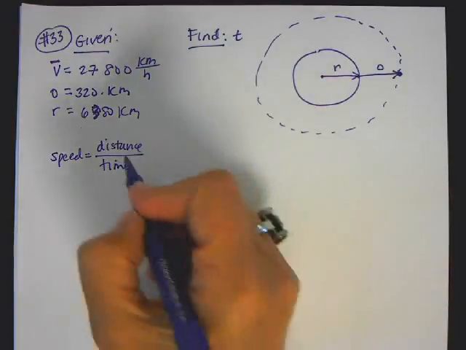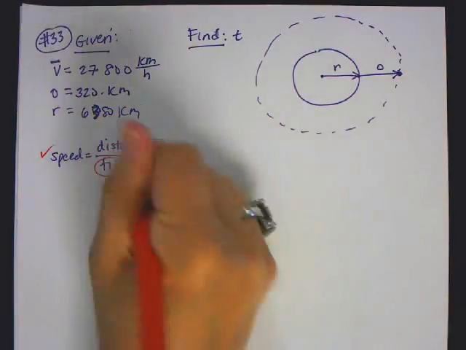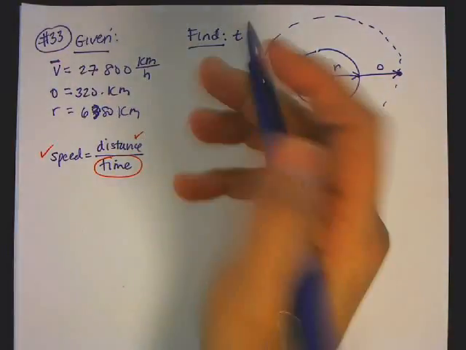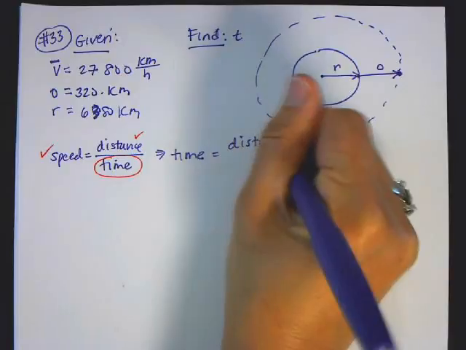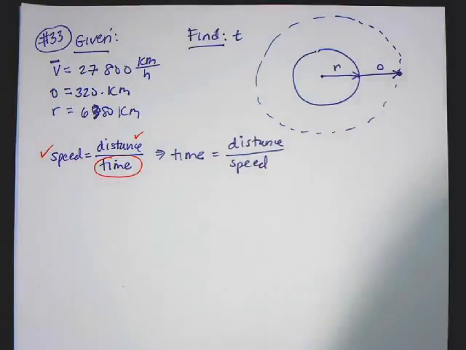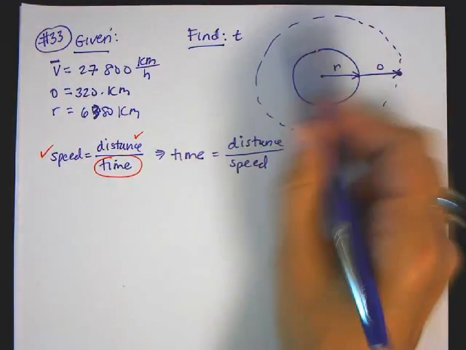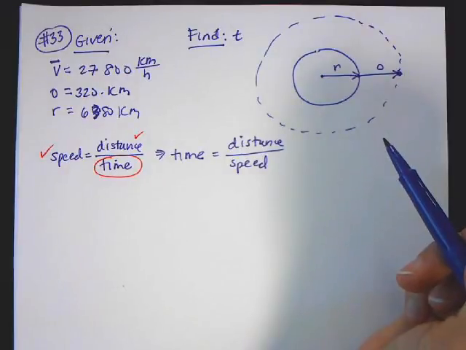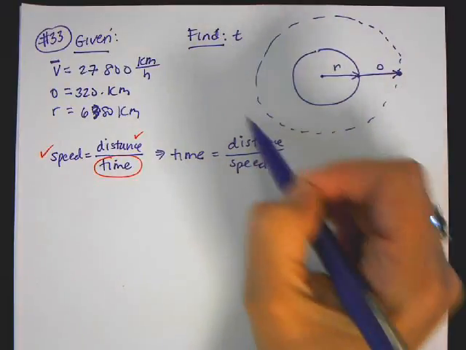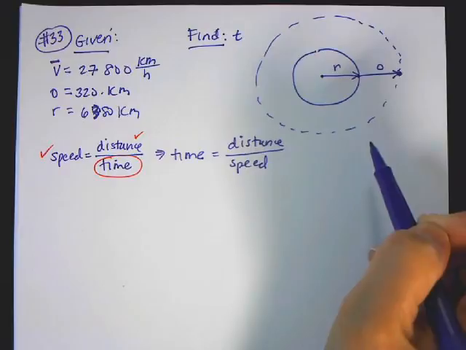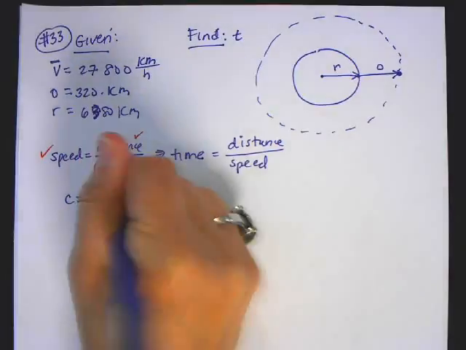Okay, so now if we think about it, we have the average speed, we have the distance, so we want to find the time. So we're going to rearrange the equation and say time is equal to distance over speed. Okay, so now we have to think about it. This orbiting spacecraft, as it's going around the Earth, is the distance in a straight line? No. The distance is going around the Earth. So this is what we have to find the distance of right here, and this distance is going to be the circumference of a circle. So the circumference of a circle is 2 pi r.